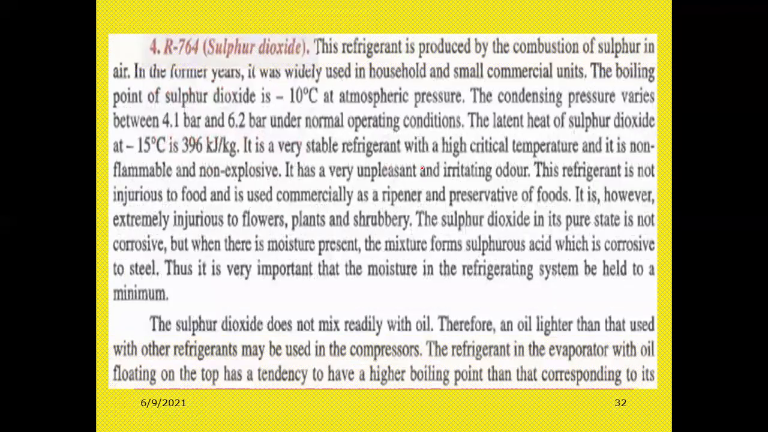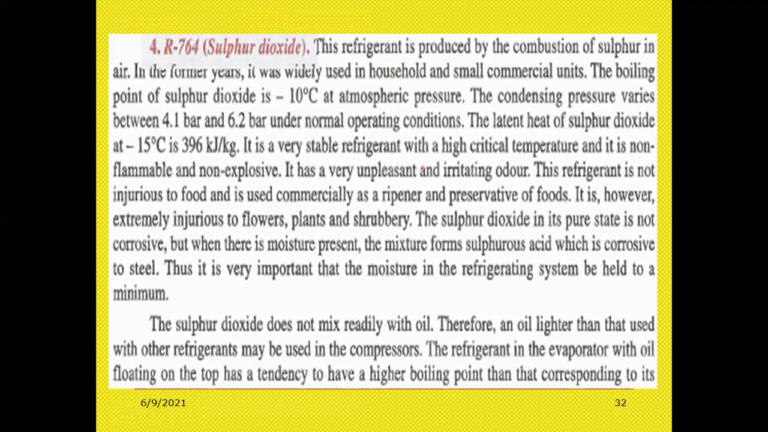Next, the next type is sulfur dioxide. What is the next one? R764 is sulfur dioxide. This refrigerant is produced by the combustion of sulfur. So how is this refrigerant produced? It is produced by combustion of sulfur in the air. That's why it is nothing but sulfur dioxide. Combustion means production of heat, the combustion of sulfur in the air.